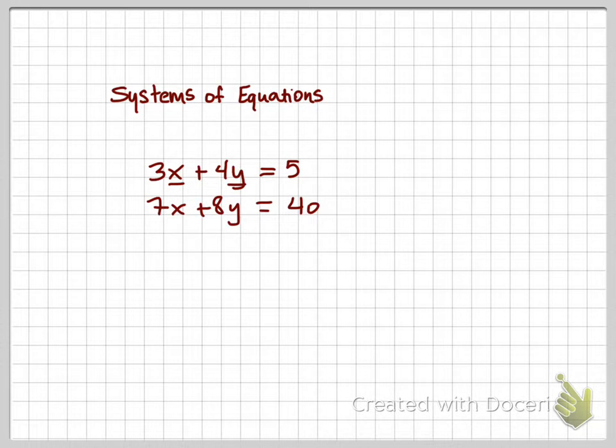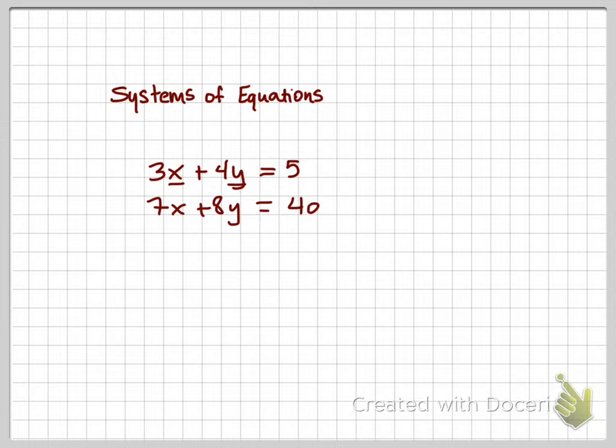We're starting our next unit now. Our next unit is called Systems of Equations. You did a little bit of this in Algebra 1, but we're going to take this even further for Algebra 2. So you see here I have two equations. I have 3x plus 4y equals 5, and I have 7x plus 8y equals 40.